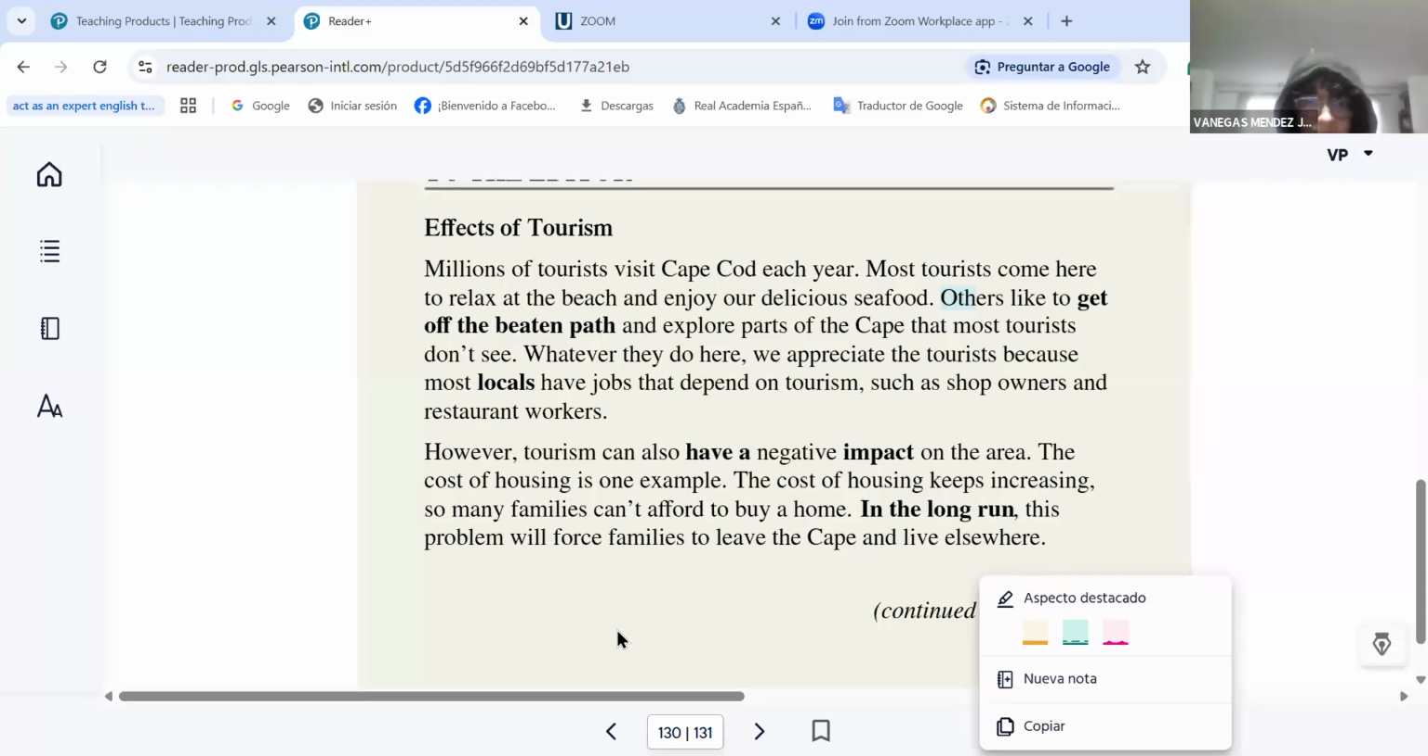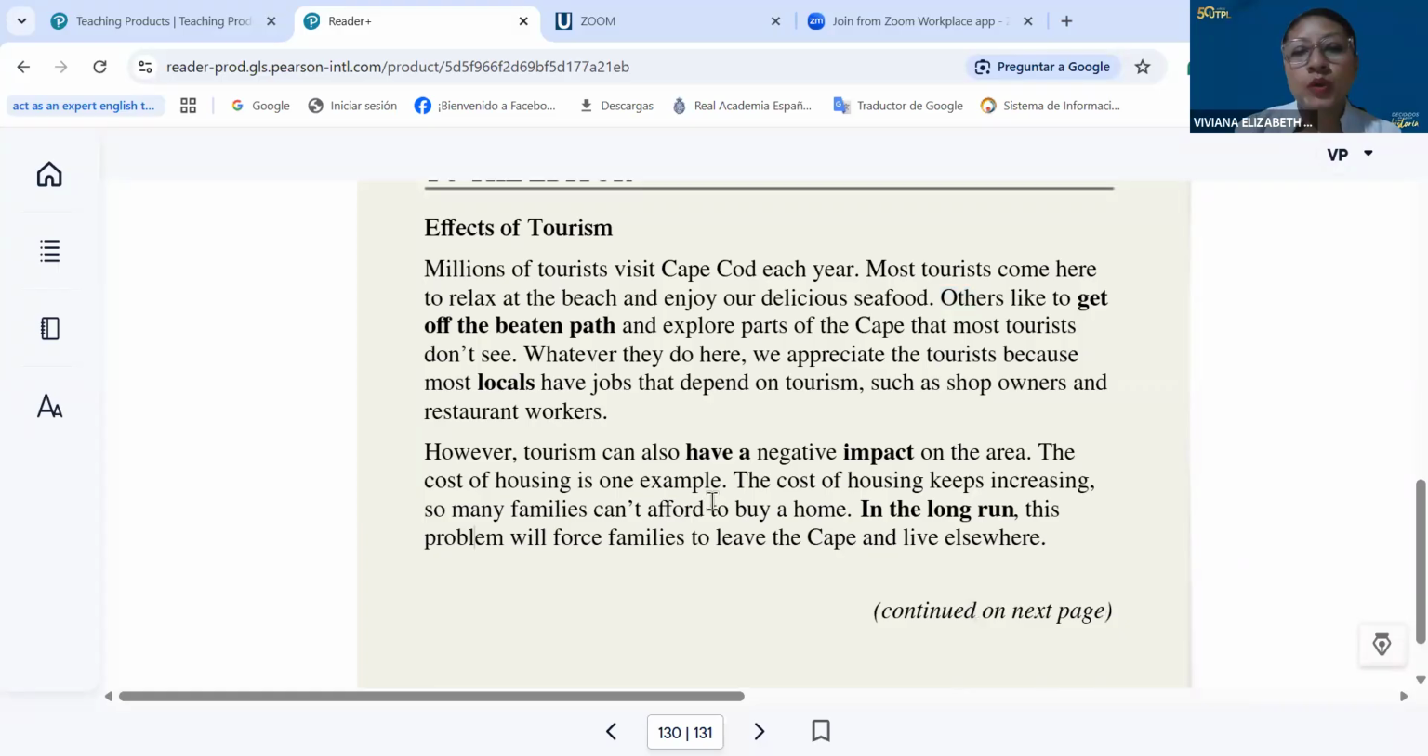However, tourism can also have a negative impact on the area. The cost of housing is one example. The cost of housing keeps increasing, so many families can't afford to buy a home. In the long run, this problem will force families to leave the Cape and live elsewhere. Thank you.